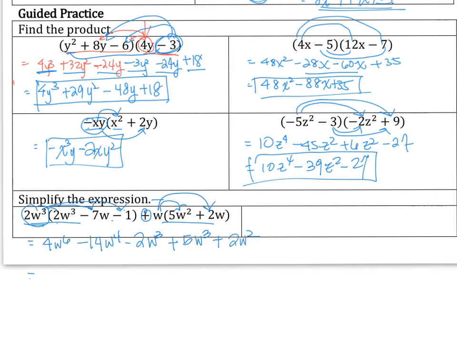Now I'm going to combine like terms. So with 6, we only have 1. 4, we only have 1. 3, we have 2 of these, so we can combine these two. And 2, we only have 1. So 4w to the 6th power minus 14w to the 4th power plus 3w to the 3rd power plus 2w squared.